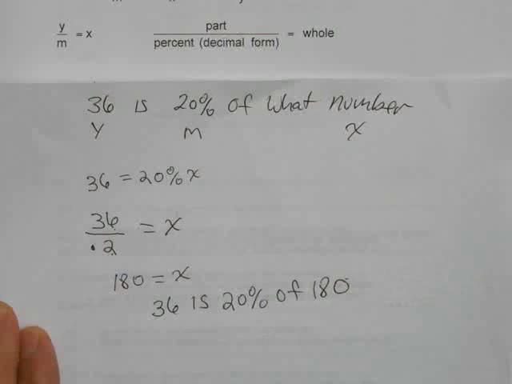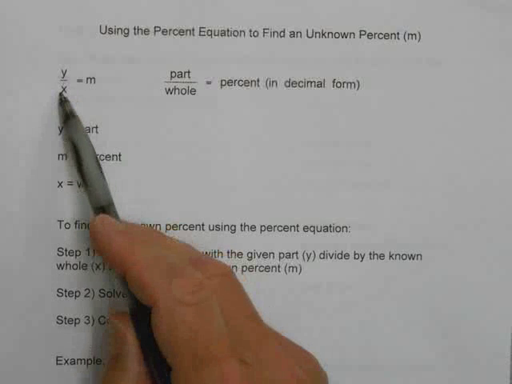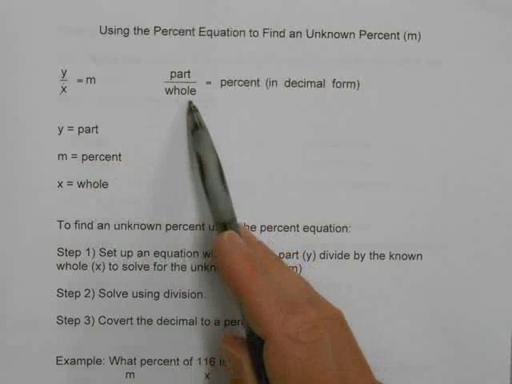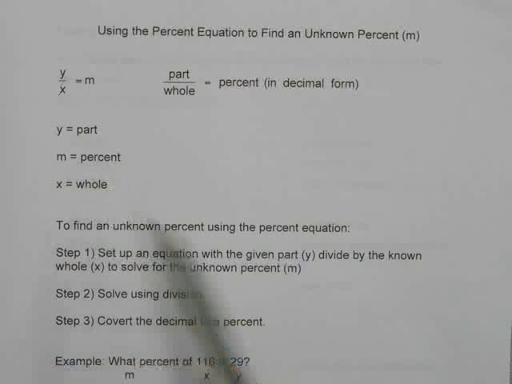Now we're going to use the percent equation to find the unknown percent m. And if we take the part and we divide it by the whole, we're going to get a decimal or a whole number in a decimal, and then we're going to have to convert that into a percent. So in this case, we're going to take the equation y divided by x equals m. The part divided by the whole is going to equal the percent. Once again, y is the part, m is the percent, x is the whole. And to find the unknown percent using the percent equation, we are going to divide the part by the whole and get a decimal or a whole number in a decimal and convert it into a percent.